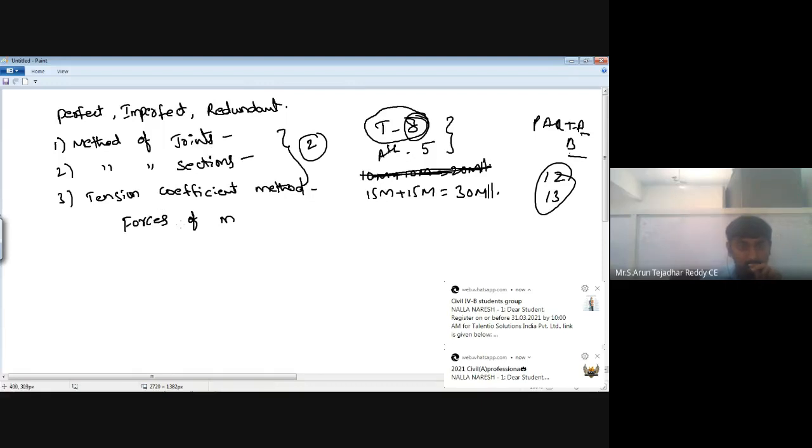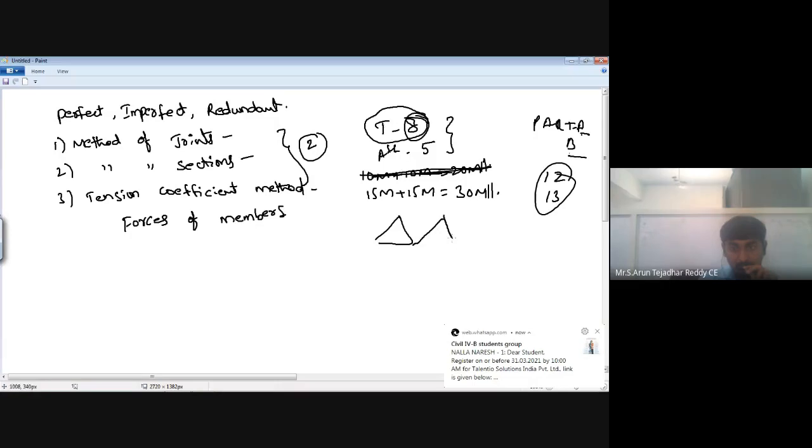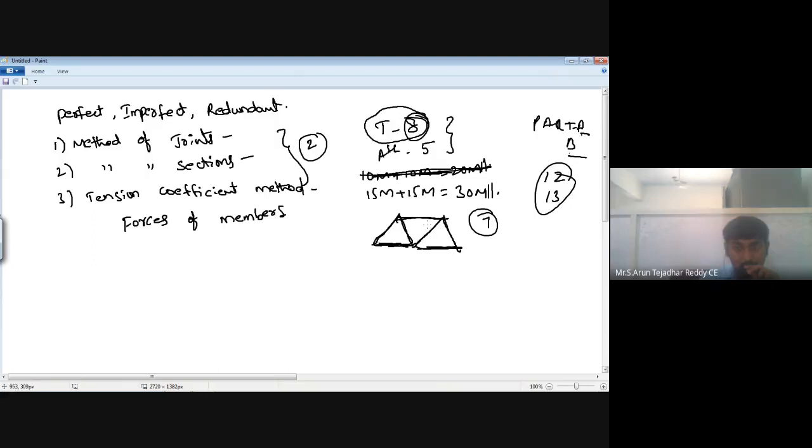In these three topics, joints, sections, and tension coefficient method, we need to find the forces of members. Suppose this is one of the examples. Basically this is called a truss. In this truss, we need to find all the forces in the members: one member, second, third, fourth, fifth, sixth, seventh. So totally we have to find the seven member forces for the given truss.